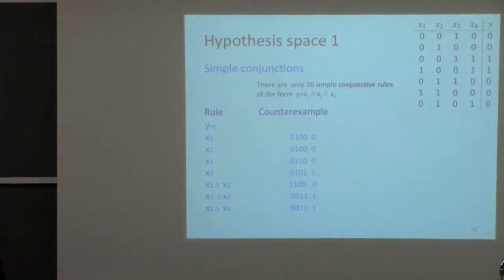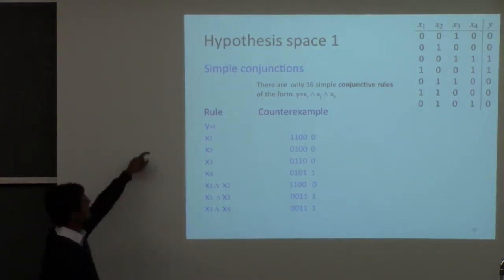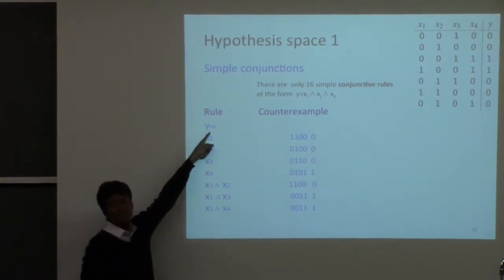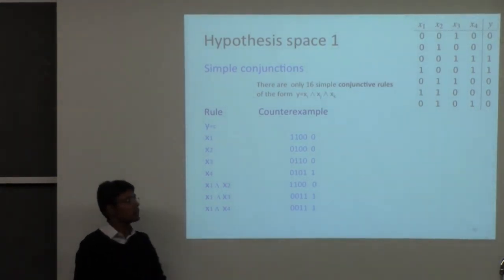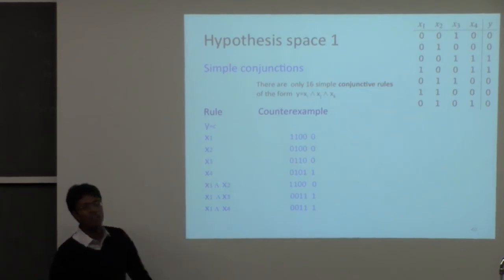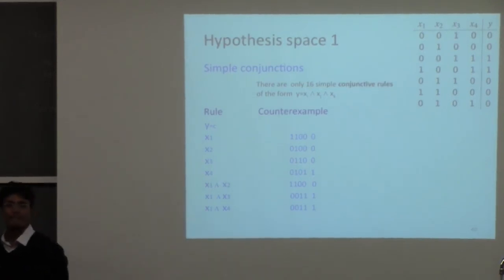At least all of these have counterexamples. There's also a trivial conjunction which says instead of being 0, y equals 0 all the time. Basically an empty set. Y is always 0. All of them, at least there are 2 counterexamples of that. So we can rule out these 8 simple conjunctions.